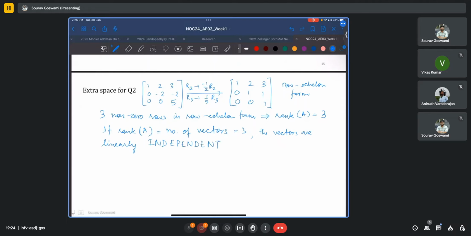Thus, organizing the vectors given to us as the rows of a matrix, then performing elementary row operations on the matrix to obtain the reduced or the row echelon form, and checking for the rank of that reduced matrix can actually help us in rigorously determining whether a given set of vectors are linearly independent or dependent.